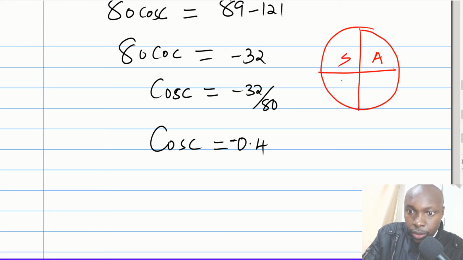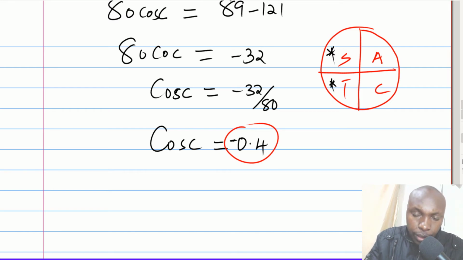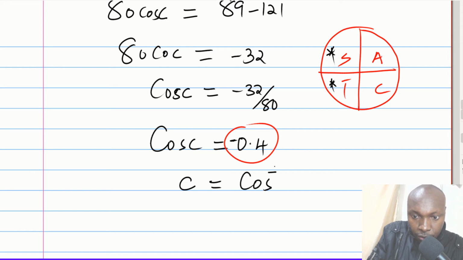All Students Take Coffee. Where is cosine negative? Cosine is negative in the second quadrant and in the third quadrant. And since this one is an obtuse angle, it is probably in the second quadrant. So to get C, we shall get the cos inverse of both sides. The cos inverse of cosine of C will be C.